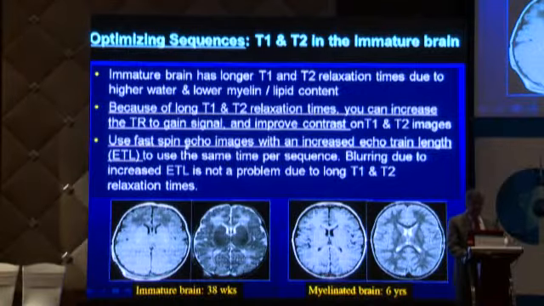You can use fast spin echo images, and increase your echo train length significantly to reduce your time, and it will not cause blurring due to the long T1 and T2 relaxation times. I'm sure those who do MR and MR technologies will understand this technique very well.